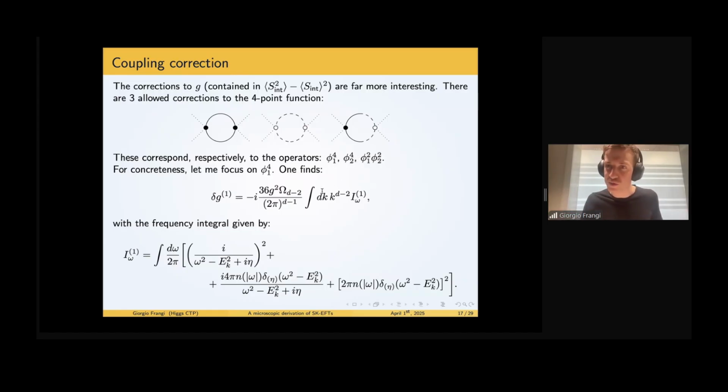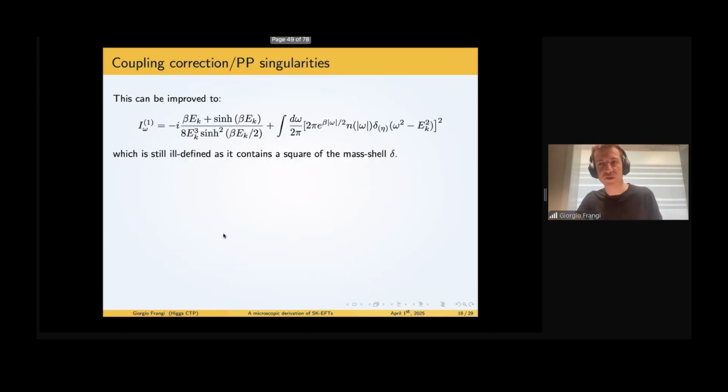Anyway, you just substitute the expression for the propagators, and you get this horrible expression here. Not very illuminating, but you can improve it. You can use some identities from the theory of tempered distributions, and eventually you get to this expression. One part of the frequency integral is finite and has this expression, and then you have this thing here that is disgusting, and it contains the square of a delta function, which is ill-defined. We don't really know what it is. And the question is, first, how do we deal with that?